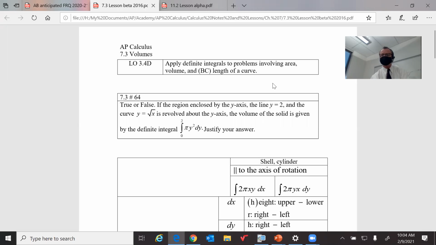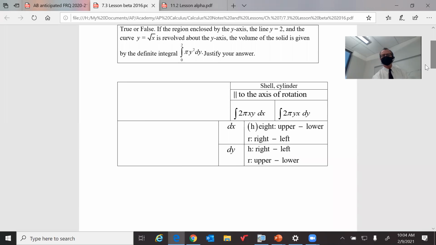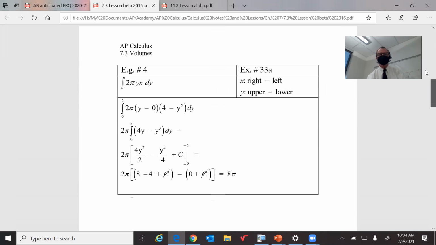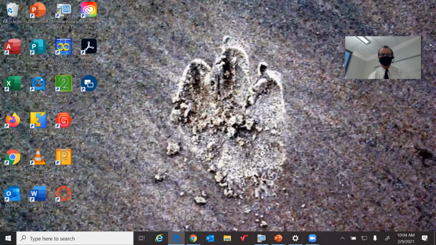So this is the handout, except what? I just put the right side of the purple paper on the PDF. Because if we're going parallel to the axis of rotation, you're using the right side of that paper. And we're going to go to example number 4. Let me bring that up.